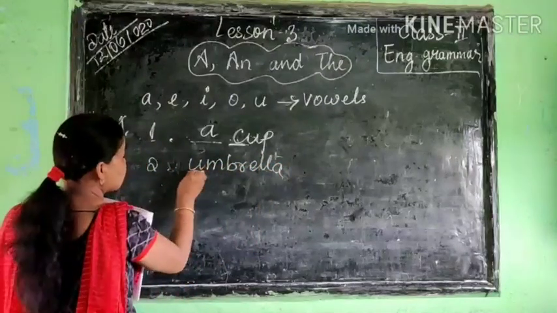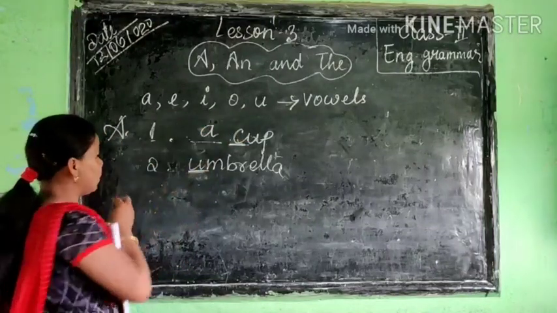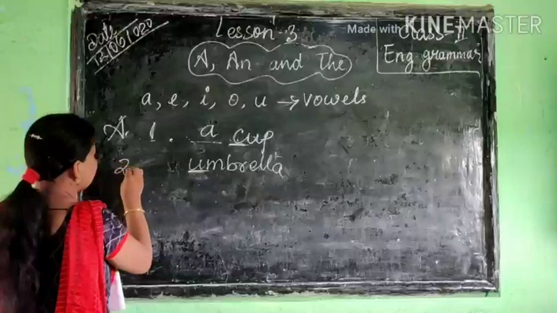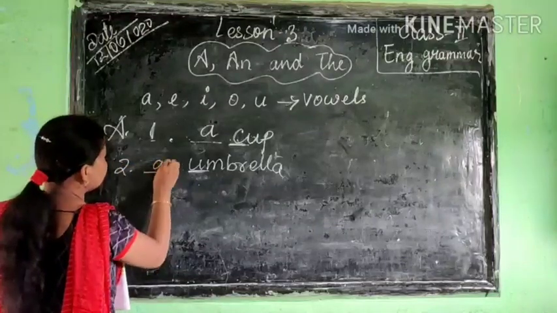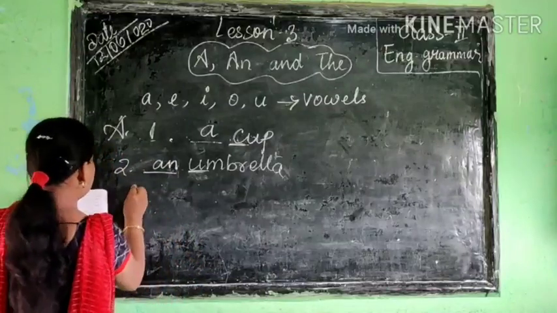Umbrella. Your first letter is what? U. U is a vowel, right? So what do we have to use here? We have to use an here. Understand? Now third number is apple.